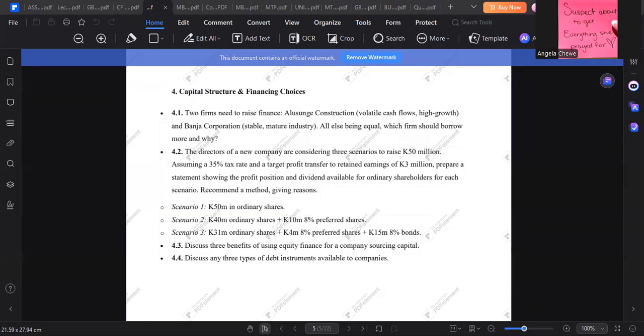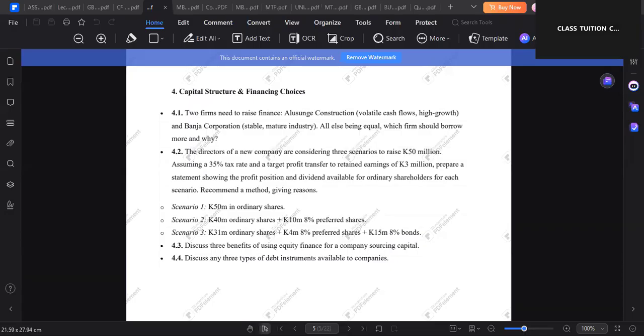I think from the things that you just talked about, Banja Corporation should be the one to borrow because it has a more stable inflow of cash and also a more mature industry, meaning that it has more access to financial markets. If it were to borrow, there is a possibility that it might borrow higher than it initially planned. Also the stability in income and profitability makes it more able to pay back the loan. Excellent. This is what I want.